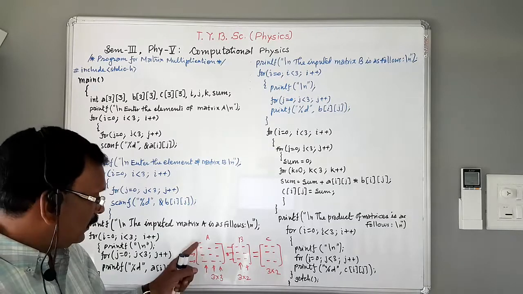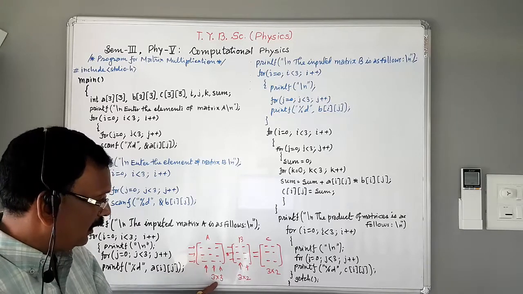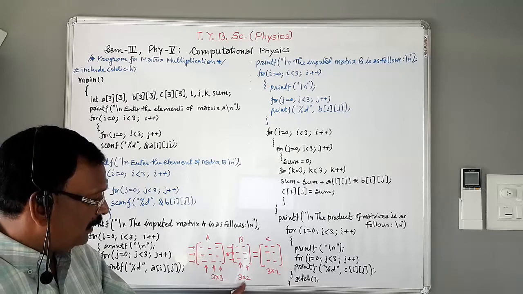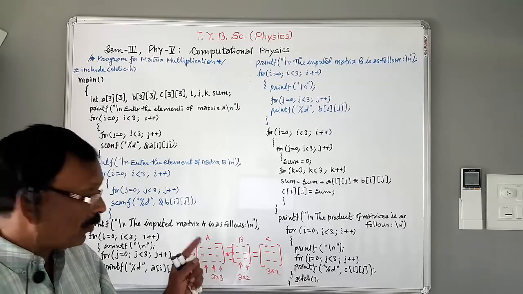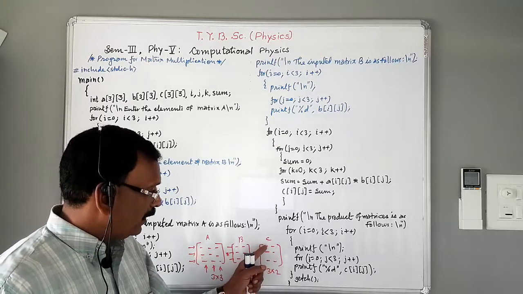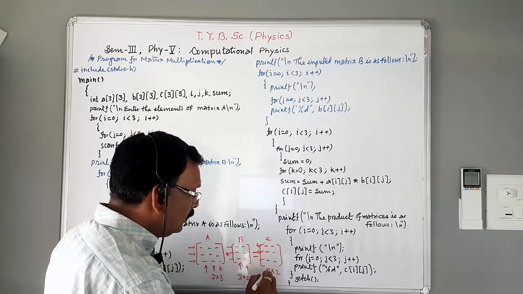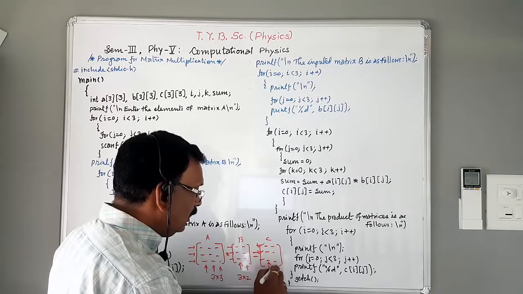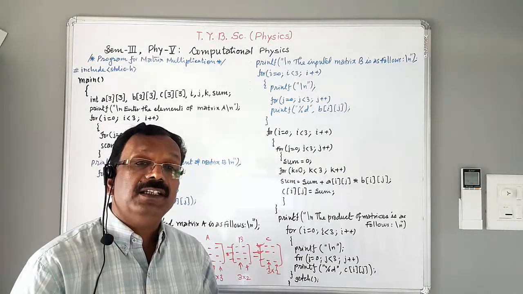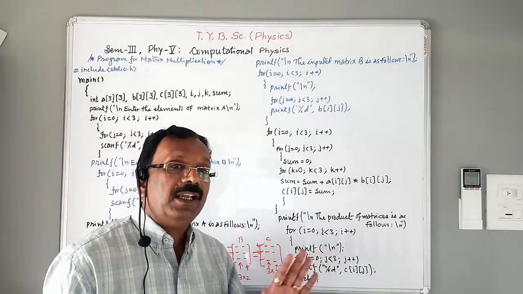That means what? In the first matrix there are 3 rows, 1, 2, 3, and 3 columns, 1, 2, 3, therefore this is 3 by 3. In the second matrix there are 3 rows and 2 columns, hence this is a 3 by 2 matrix. And when we take the product of these two matrices, we get the resultant matrix, which has 3 rows, 1, 2 and 3, and 2 columns, 1 and 2. That means here it is not necessary for both the matrices to have the same rows and same columns.